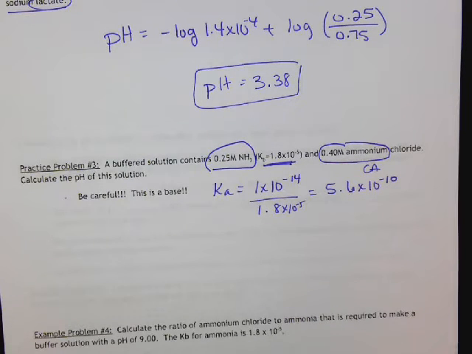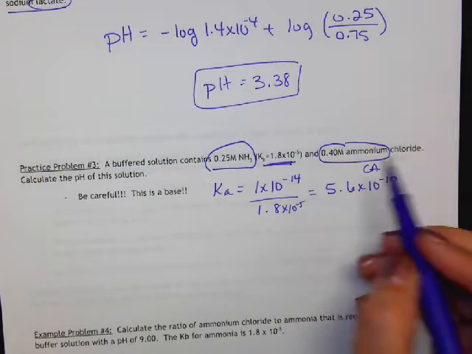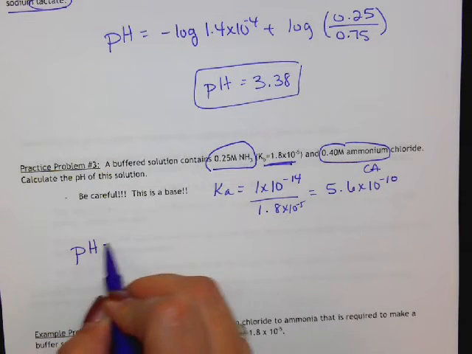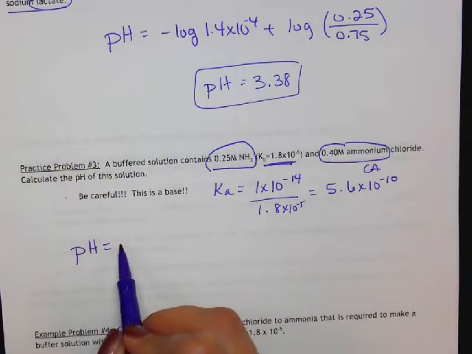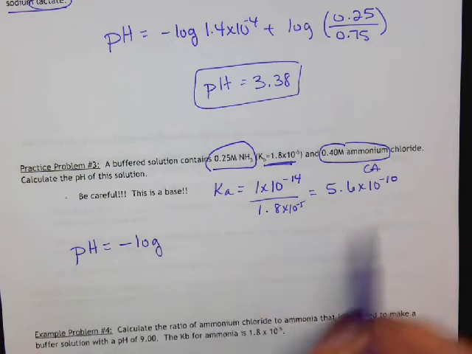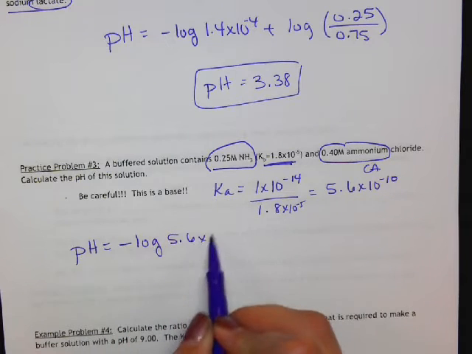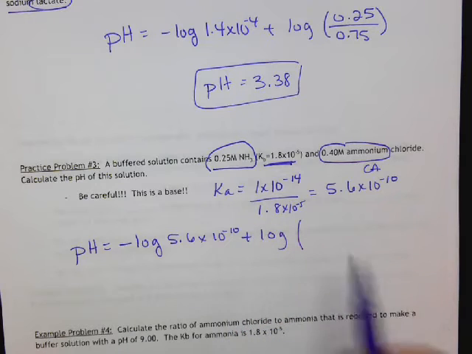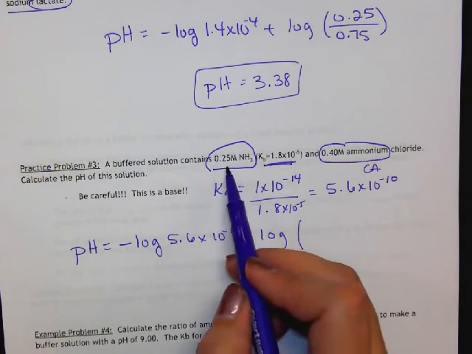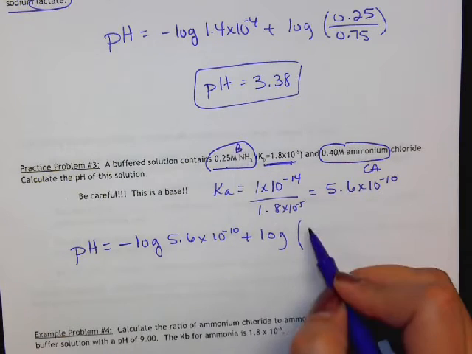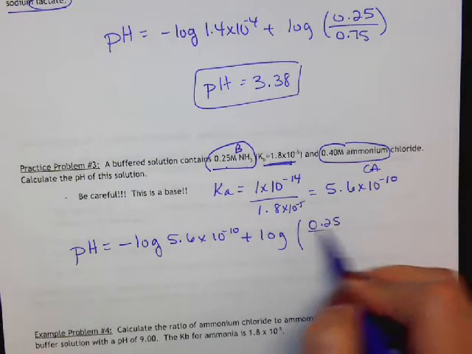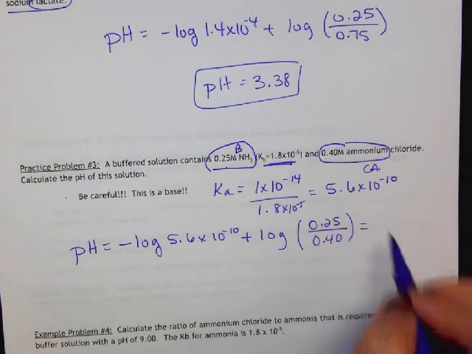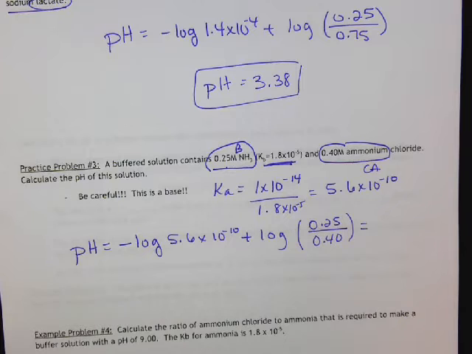Or, if you have a chart, you can look up what the Ka is for the conjugate acid. You can do that too, but on a test or quiz you wouldn't have that. So then we would have the negative log of our Ka, which is 5.6 times 10 to the minus 10, plus the log, again it's base over acid, right? So base is our ammonia, is 0.25 over acid, which is 0.4. And so then we plug that in.